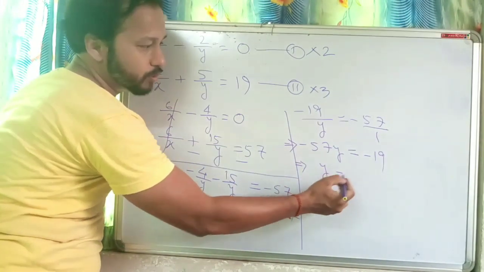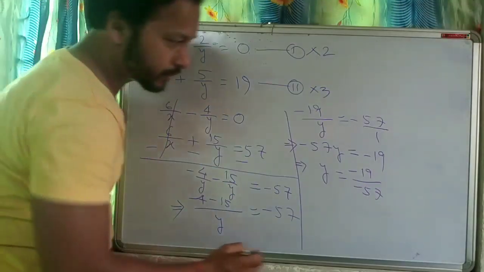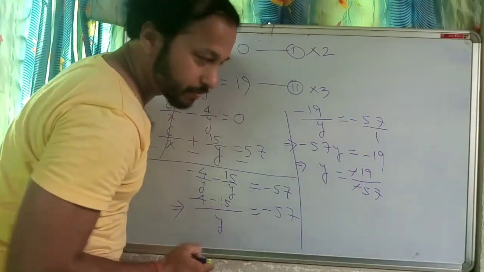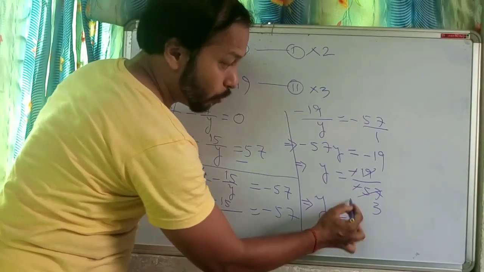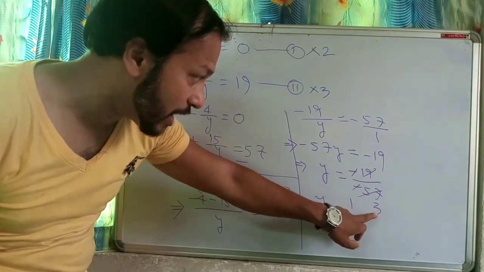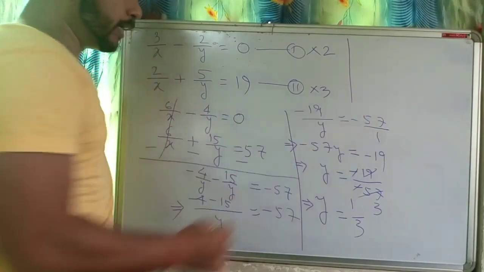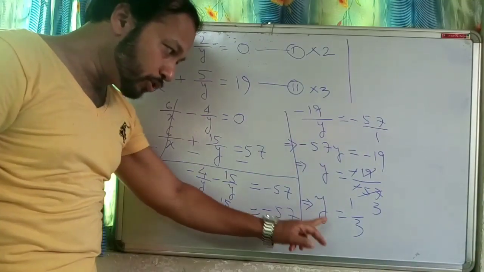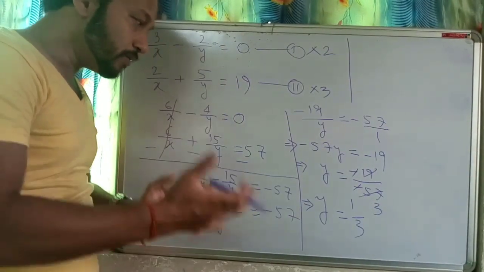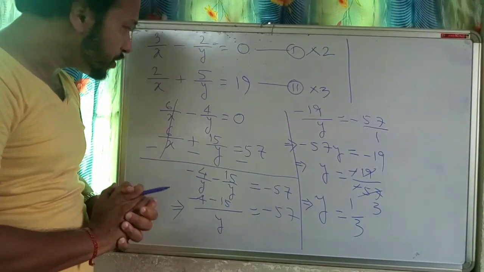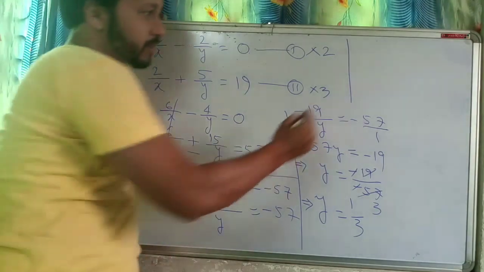So y equal to, any doubt? Minus minus cancelled. 19 3s. So y equal to 1 by 3, because 3 is down. So y is 1 by 3. Now we know the process. We'll put this y in any of these equations and we'll get the value of x. Which equation is easier? Let us put in the first equation.